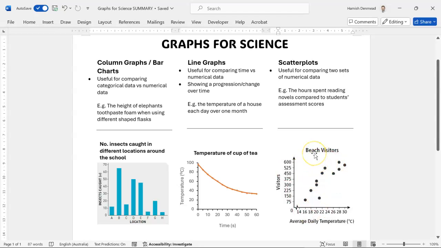So some people have surveyed how many visitors visit the beach and then compared that to the temperature on the day. And so the daily temperature was their independent variable that they were investigating. And then they were measuring how many visitors attend the beach, and that's their dependent variable. So each dot corresponds to one particular day where they surveyed the temperature and the number of visitors on that day.